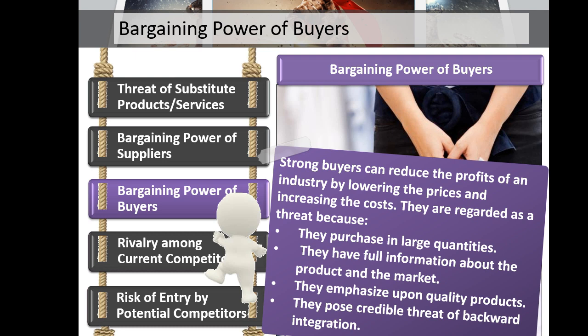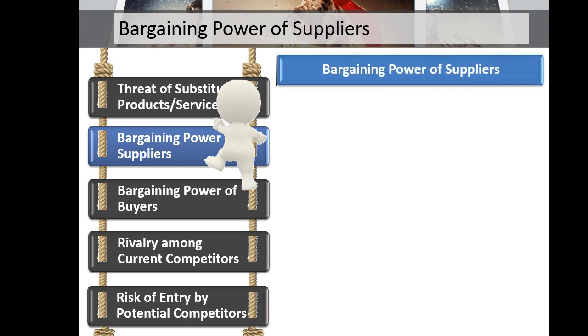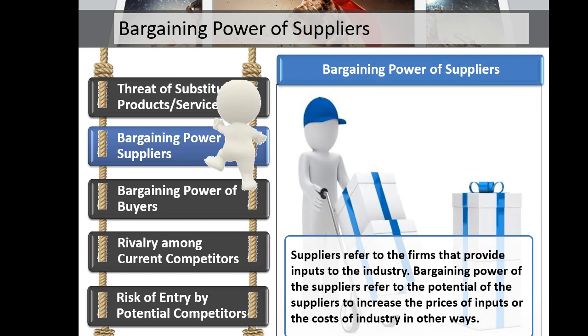They have full information about the product and the market. They emphasize quality products. They pose credible threats of backward integration. Bargaining power of suppliers. This is just the opposite of the other. Suppliers refers to the firms that provide inputs to the industry. Bargaining power of the supplier refers to the potential of the supplier to increase price of input or cost of industry, in other words.